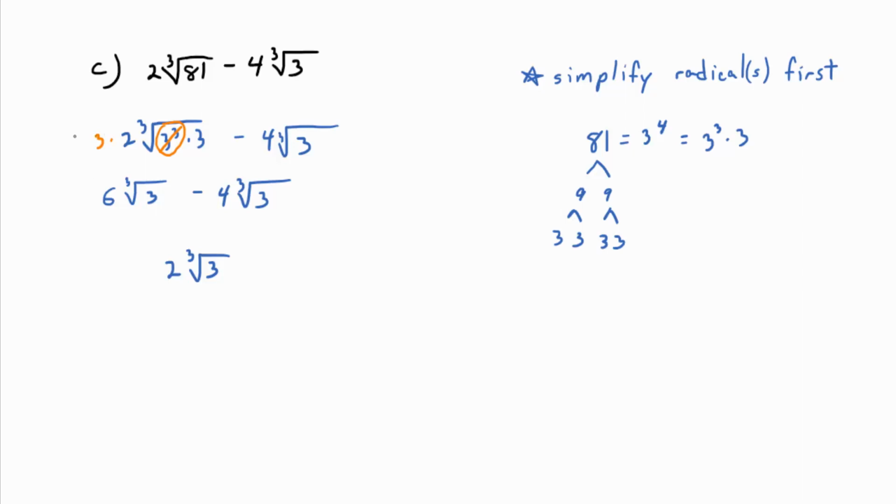Any questions on that? So simplify the radical first, and if you can get like terms, you can combine them. Notice in the first example we did addition. In this example we did subtraction, right? So we've covered 2 of the operations so far.